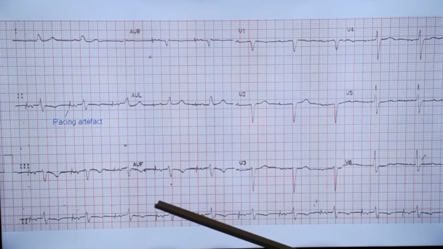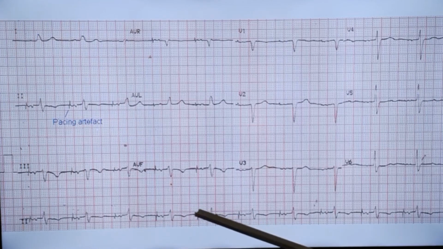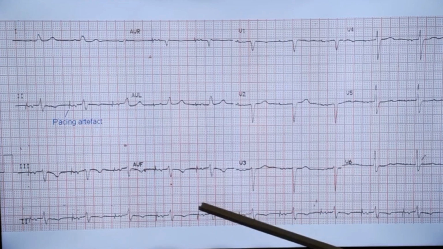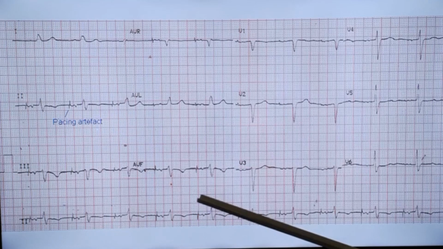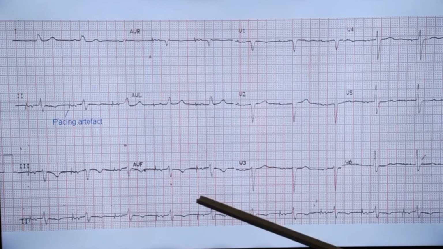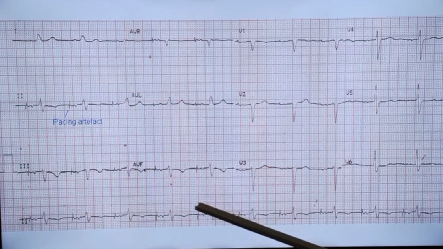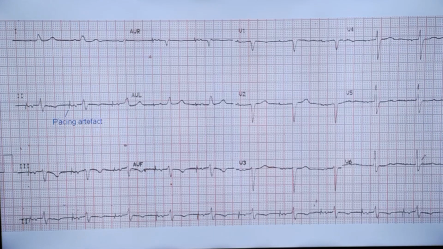If you pace from the lower part of the interatrial septum, impulses can spread rapidly to the left atrium through the musculature of the coronary sinus and also simultaneously to the right atrium. This also causes a P wave duration which is shorter, but it will be inverted in inferior leads as the activation spreads from below upwards. So these are the different patterns of P waves in atrial pacing.